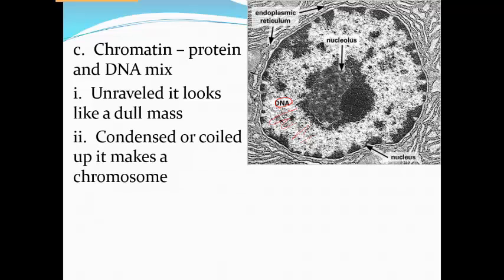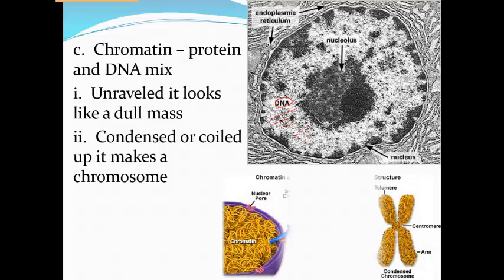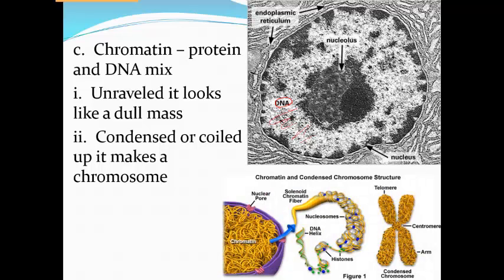But when it's condensed, or when it coils down, it makes up what we know as chromosomes. I want you to think of chromatin like a big bowl of spaghetti. The noodles are taking up all this space, and you can't see tons of definition because they get knotted up and tied together.